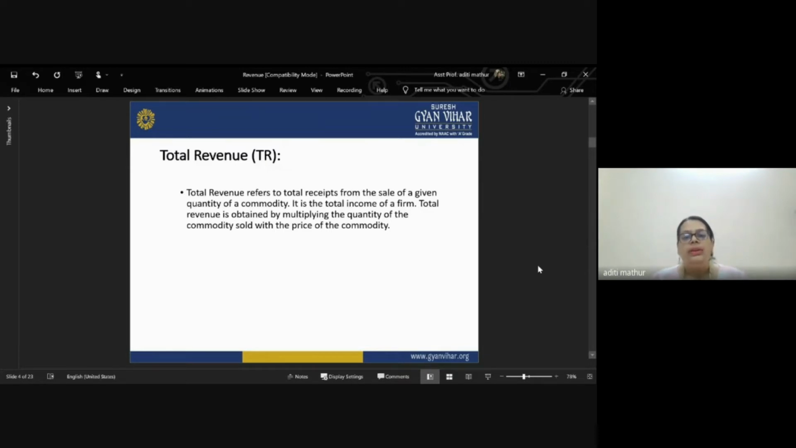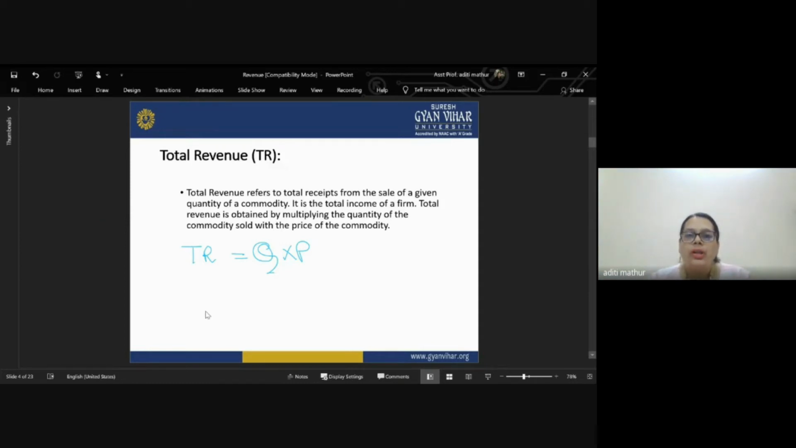So total revenue refers to the total amount received from the sales of a given quantity of a commodity. That means the total sales which you make from selling a certain number of goods is your total revenue. It is the total income of the firm. Total revenue is obtained by multiplying the quantity of the commodity sold with the price of the commodity. So if I have to write down the formula of my TR, that is my total revenue, it is going to be equal to quantity into price.